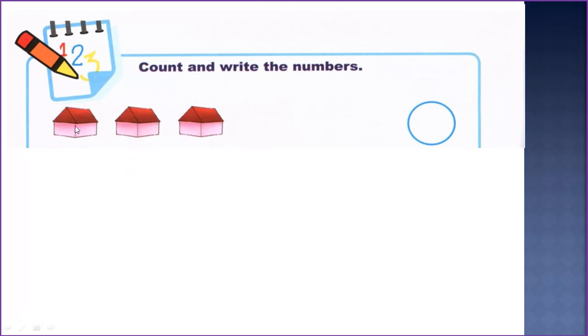How many houses are there? You can see in this picture. How many houses? 1, 2, 3. Count 1, 2, 3. You have to write here 3. Very easy. Like this.